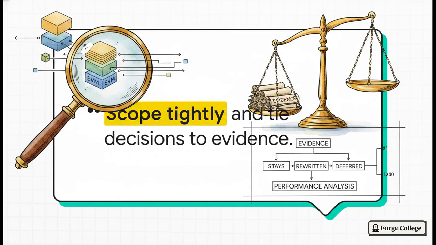And that brings us to the golden rule of feature scoping. Scope tightly and tie decisions to evidence. Please, don't base your migration on a gut feeling. Use that documented performance analysis to justify exactly what stays, what gets rewritten, and what gets deferred.